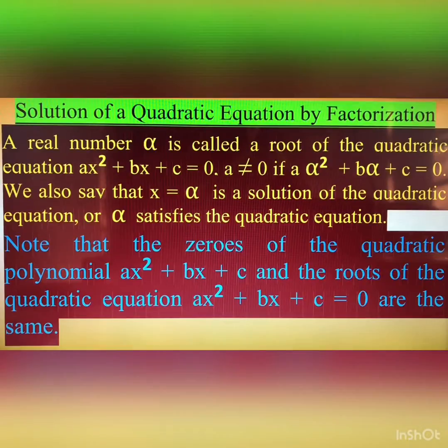In the case of polynomial it is known as zeros, and in the case of quadratic equation it is known as roots. So this is the same thing, same meaning, that is zeros and roots. So don't confuse the zeros and the roots. In the case of polynomial you will find the zeros, and in the case of quadratic equation you will find the roots, but both are solutions.